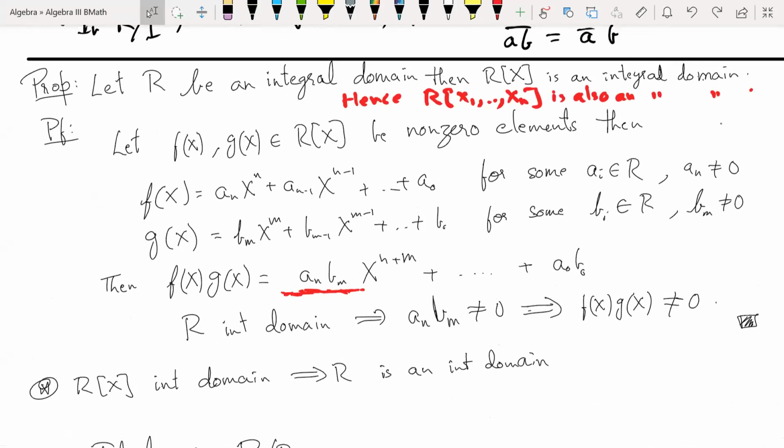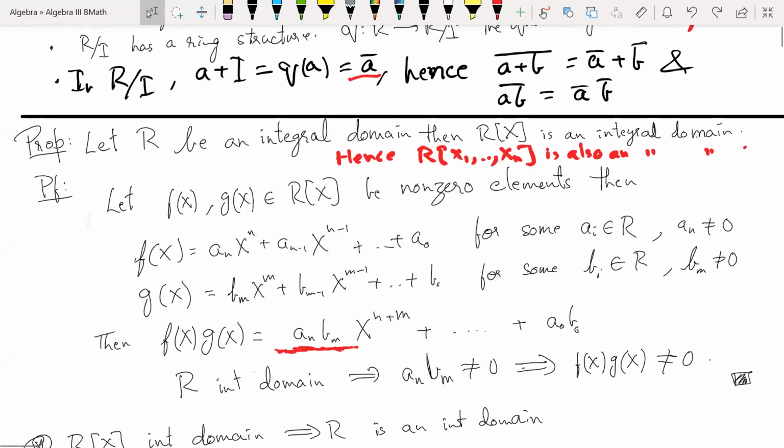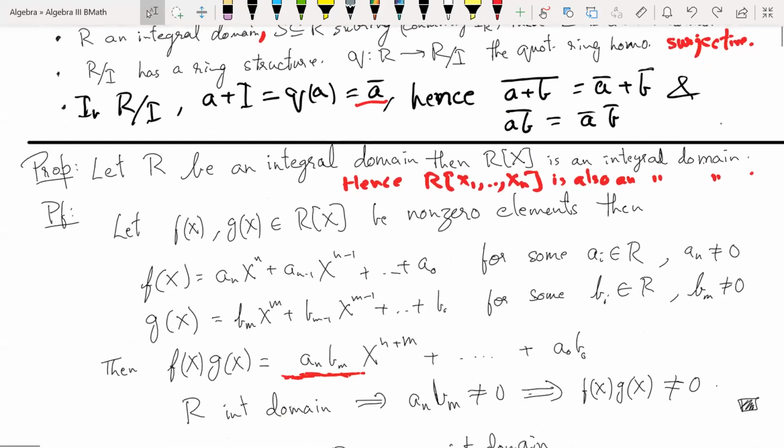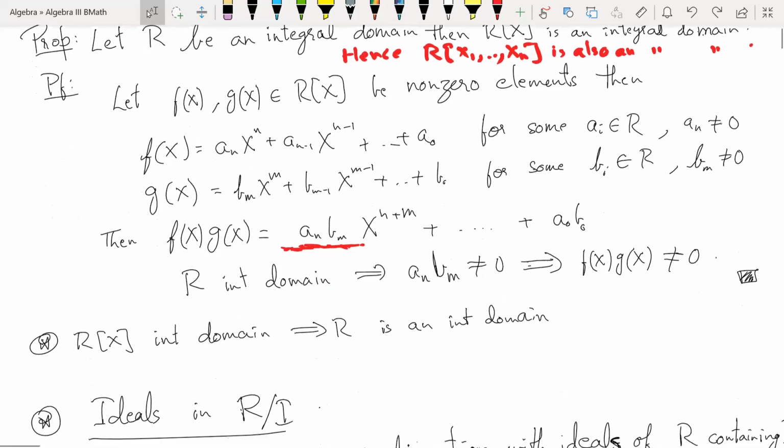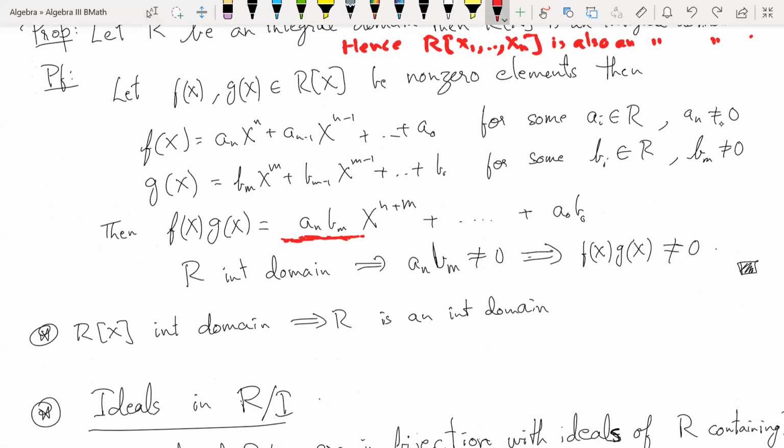In the construction of Rx, we saw that there is a natural map from R to Rx, a natural injective ring homomorphism. So we can identify R with the image of this natural injective map. Then R becomes a subring of Rx, and then you use this observation: if you have an integral domain, then any subring is also an integral domain. Okay, so this is fine.